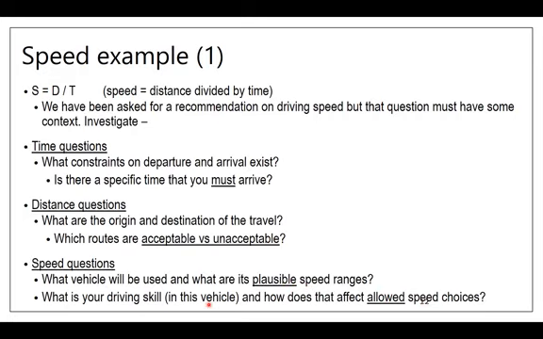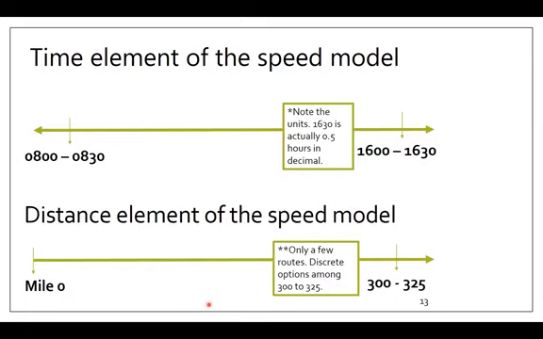What's your driving skill? And does that affect the allowed speed choices? And we might even map it out. We might say, okay, I want to leave in this 30-minute window. I want to arrive in this 30-minute window. I'm using half hours in decimal terms when I switch this over to quantitative results, so you'll see that. But the distance element, right? Let's say that the choices of routes all put the distance traveled between origin and destination at 300 to 325.